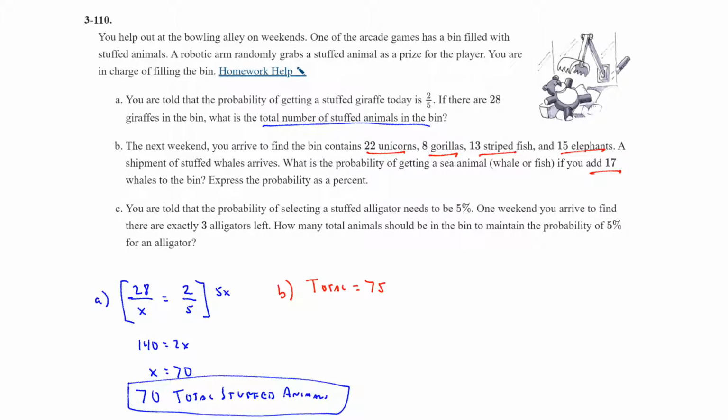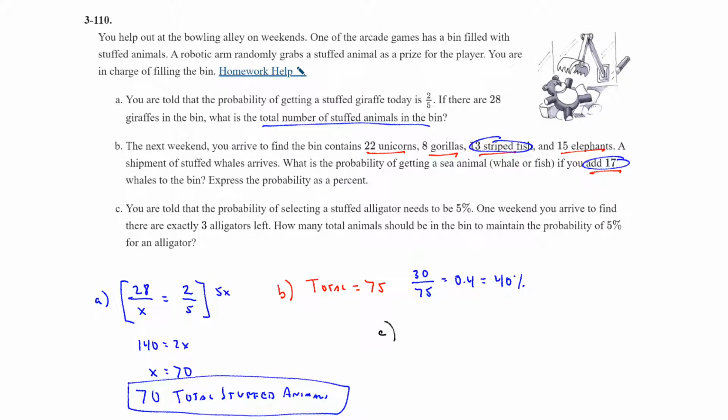What is the probability of getting a sea animal? So which ones are our sea animals? We have our fish, and then we have our 17 whales. So that would be a total of 30 sea animals over the total possible outcome, which is 75. And since it wants us to express it as a percent, we do need to divide, and that is 0.4. So as a percent, that would represent 40%. So 40% probability that you will get a sea animal.